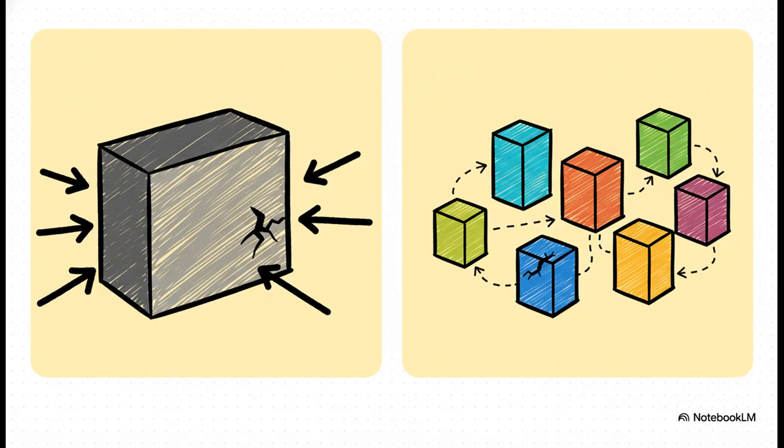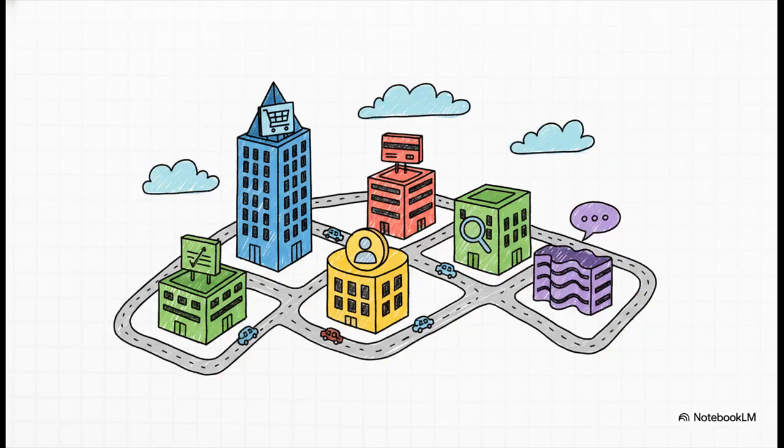So let's break that down. On the left, you've got the monolith. Everything is tightly stuck together. A tiny bug in one small feature could literally bring down the entire system. And trying to scale it up for more users, it's an all-or-nothing nightmare. But on the right, you see microservices. It's a totally different philosophy. The application is broken down into small, independent pieces that can be managed separately. This is the core idea we're going to run with.